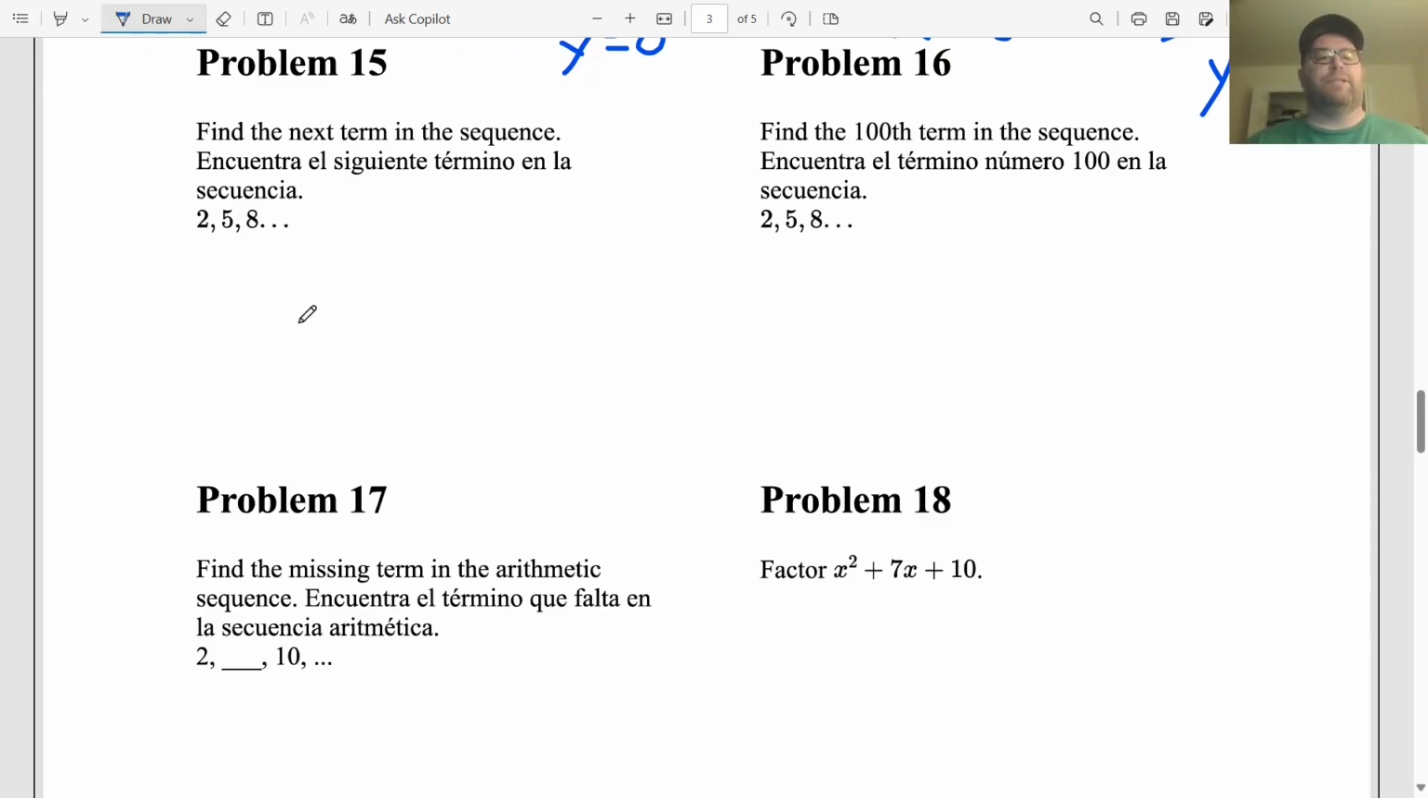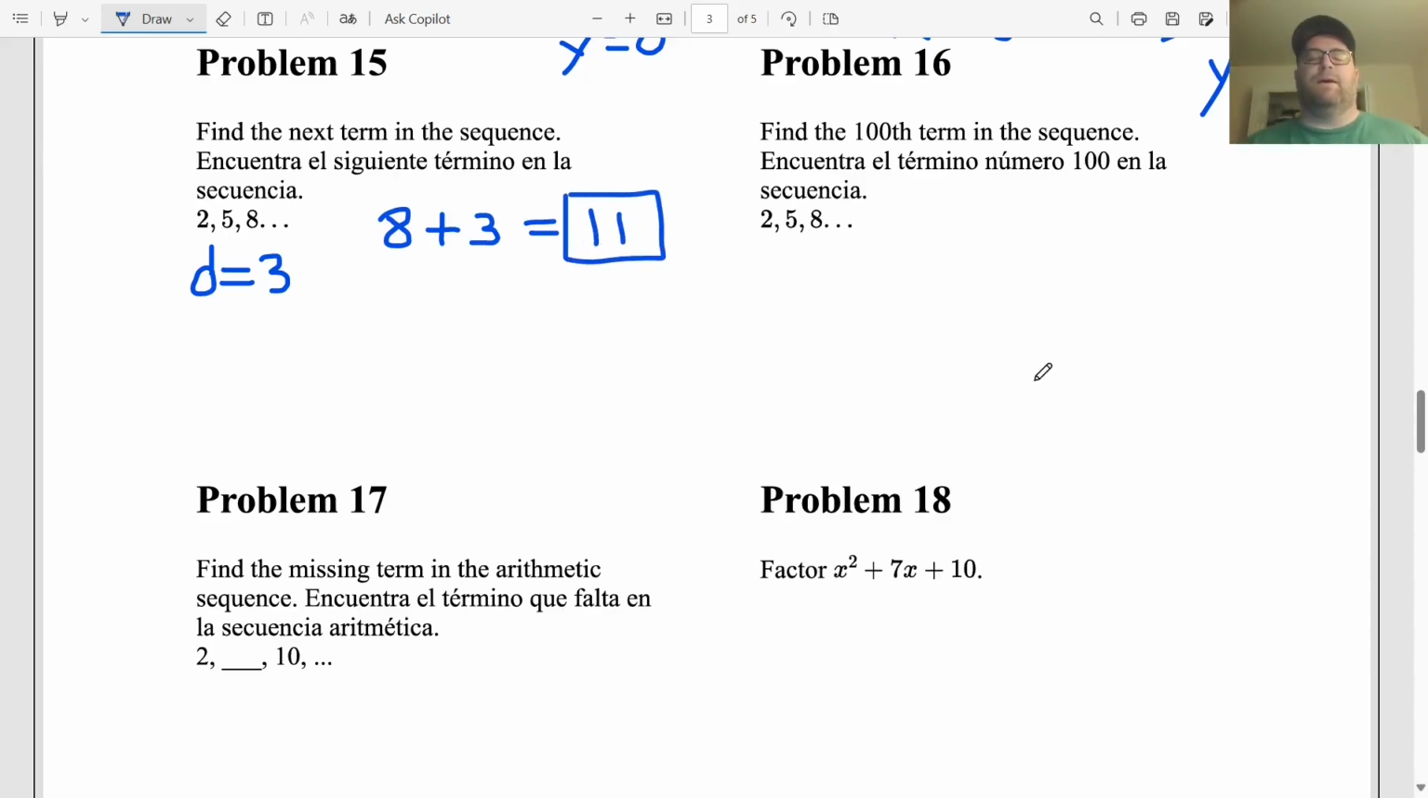So find the next term in the sequence. This is an arithmetic sequence. We have 2, then 5, then 8. The common difference here, d, that's going to be equal to 3. So if I take this last term here, 8, and I add 3, I'll get my next term, which is going to be 11.